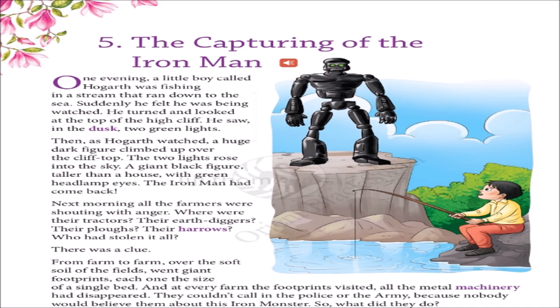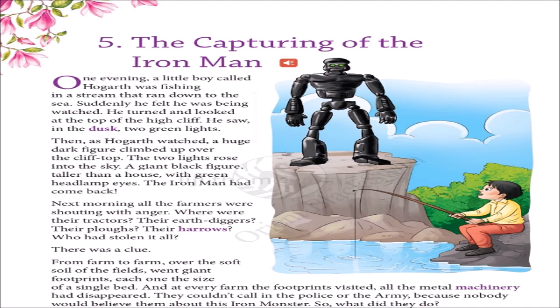One evening, a little boy called Hogarth was fishing in a stream that ran down to the sea. Suddenly he felt he was being watched. He turned and looked at the top of the high cliff. He saw, in the dusk, two green lights.